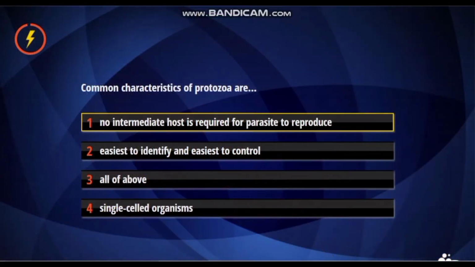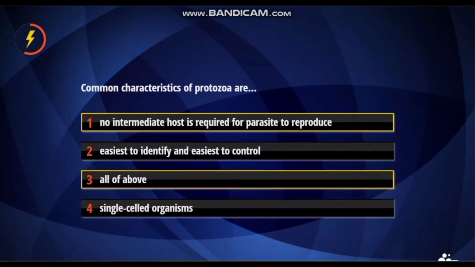Characteristic of protozoa. Number 1. No intermediate host is required for the parasite to reproduce. Number 2. Easiest to identify and easiest to control. Number 3. All of the above. Number 4. Single-cell organism. So the answer is all of the above.